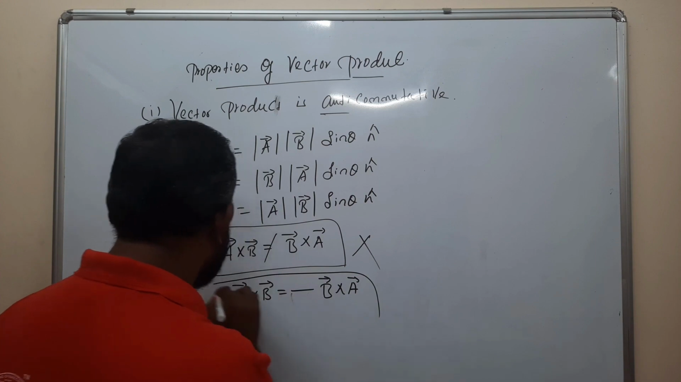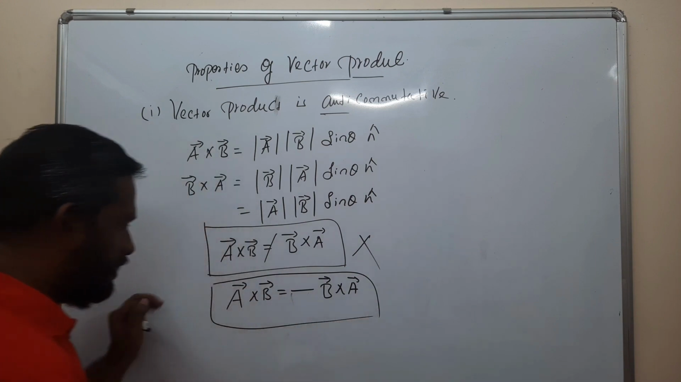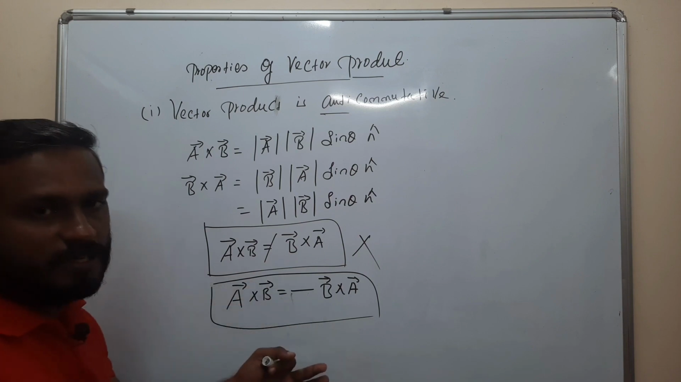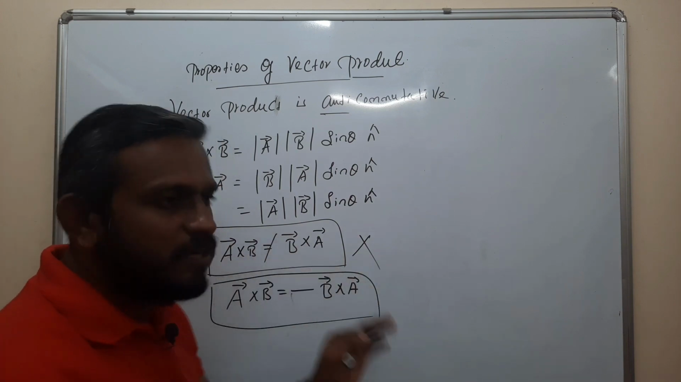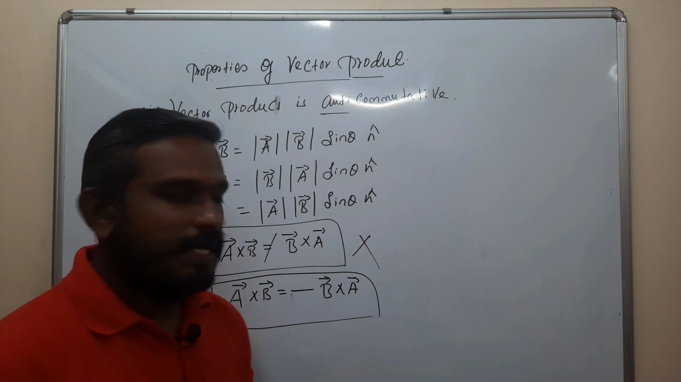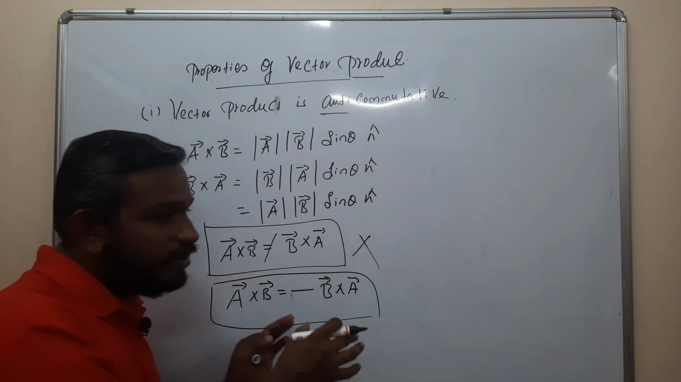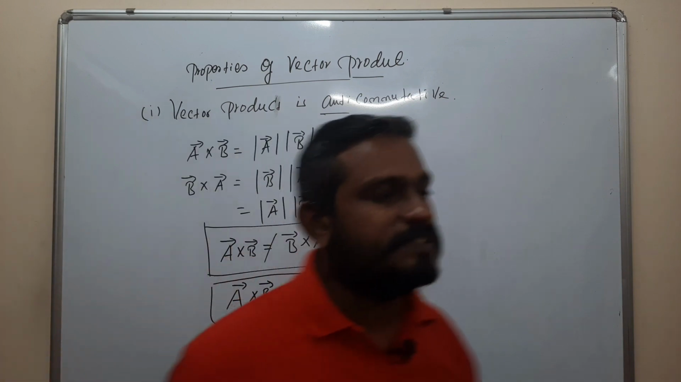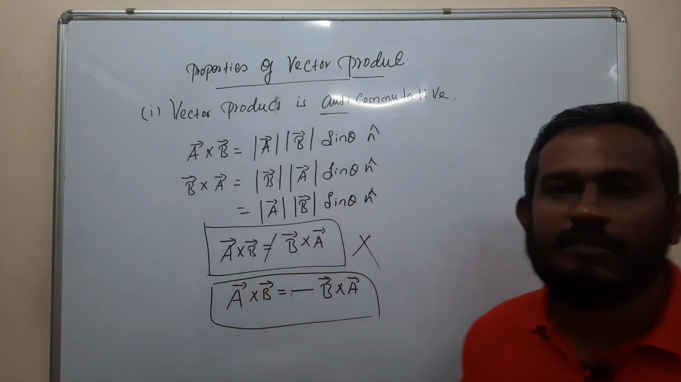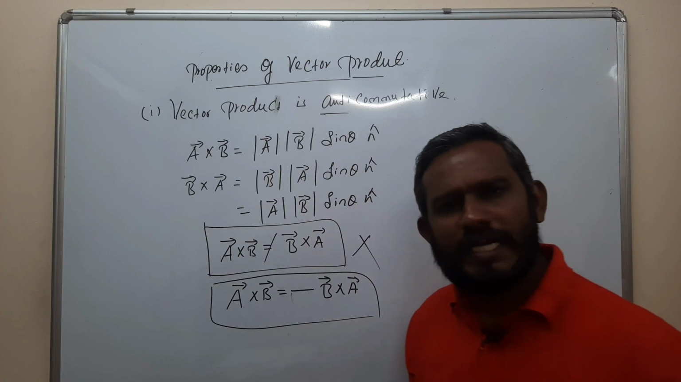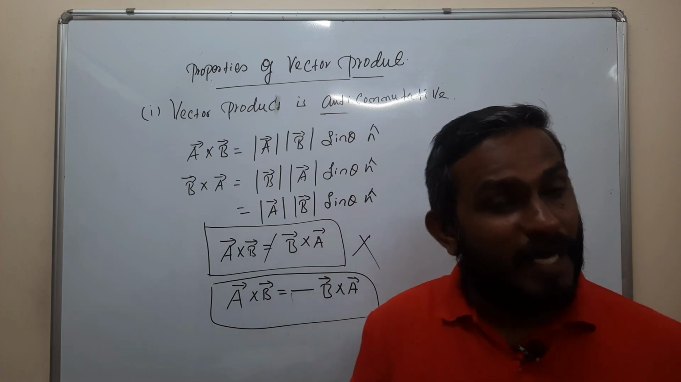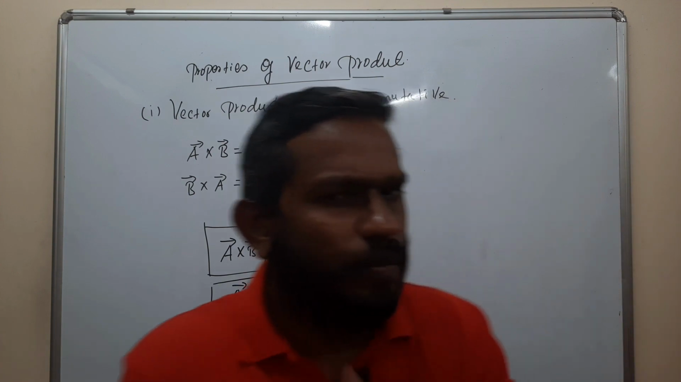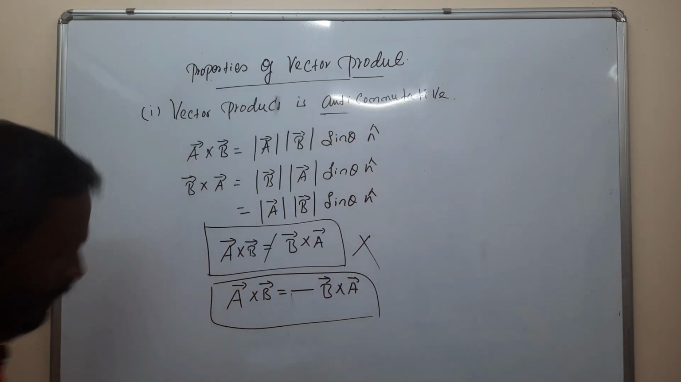It is anti-commutative, because A vector cross B vector is a vector quantity and B vector cross A vector is also a vector quantity. They are equal by magnitude, but the direction is not equal. So we put a minus. That minus indicates that the direction is opposite: one vector is equal to the negative of another vector means the magnitude is same, but they act in opposite directions.